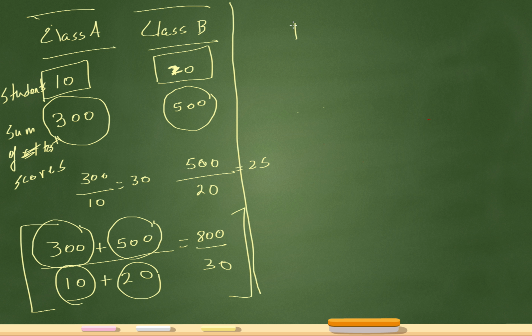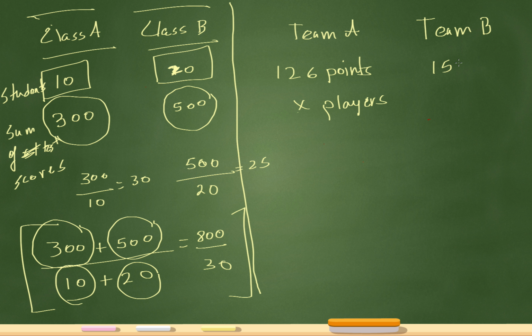This problem is saying in team A, consisting of X players, average is 126 points. So average is 126 points, and we have X players. And in team B, the average is 152 points, and there are Y players. Before we move forward from here, let's remember one thing. So this is just the average. This is the number of things they are.